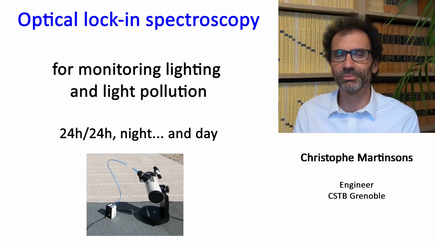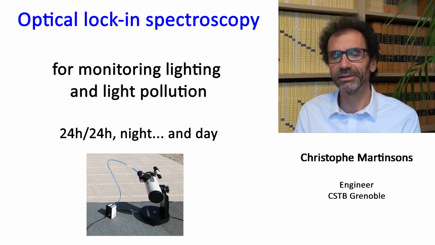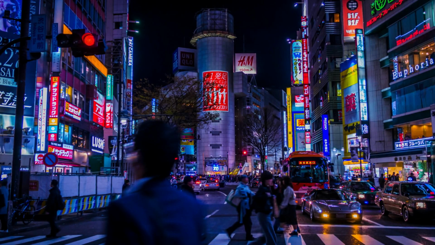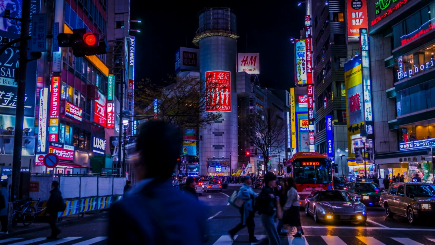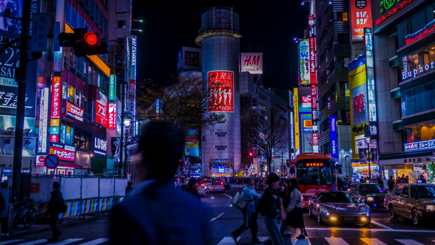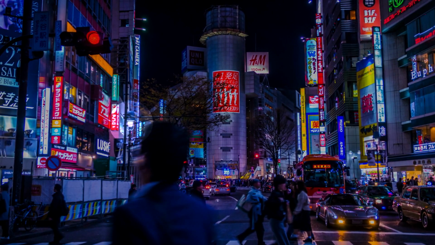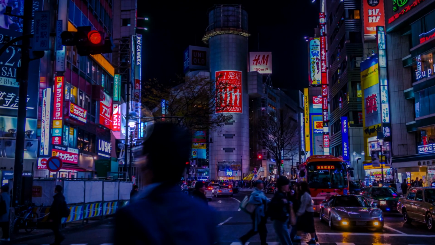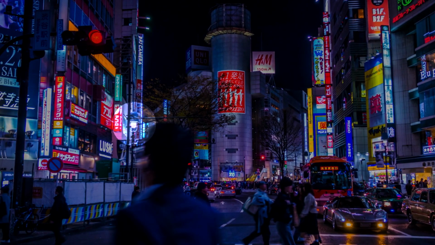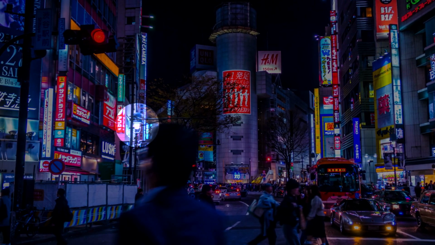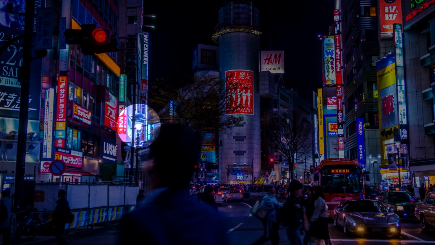This video is about optical lock-in spectroscopy for monitoring lighting and light pollution, 24 hours a day, even in the daytime. Light pollution is a concern in cities. In this picture taken in Shibuya, in Tokyo, we can see a lot of light sources. There are displays, billboards, and also street lights. And it's very difficult to isolate the individual contributions of these light sources to the light pollution in general.